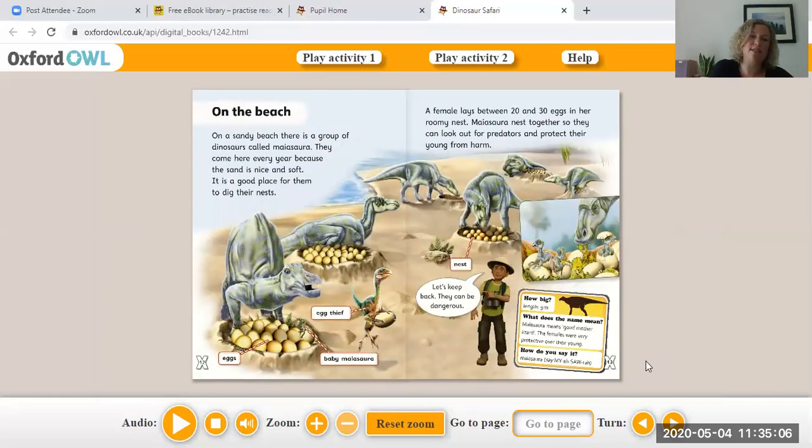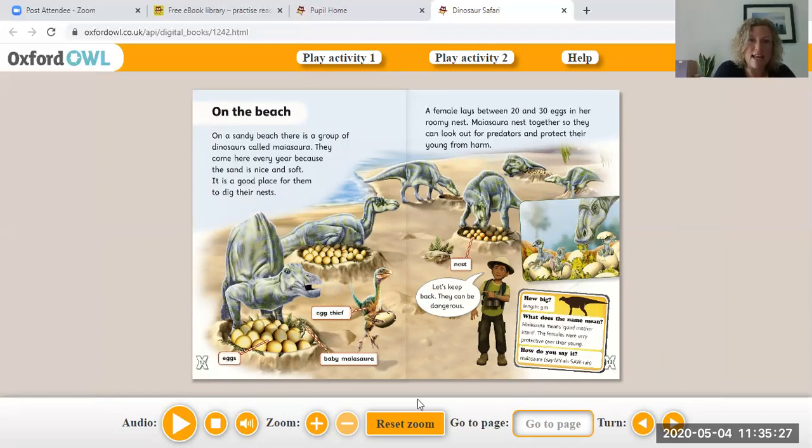On the beach, on a sandy beach, there is a group of dinosaurs called Maiasaura. They come here every year because the sand is nice and soft. It is a good place for them to dig their nests. I wonder if any of you know any other creatures in modern days, so now, that come back to the beaches to lay their eggs. You'll have to have a think about that.